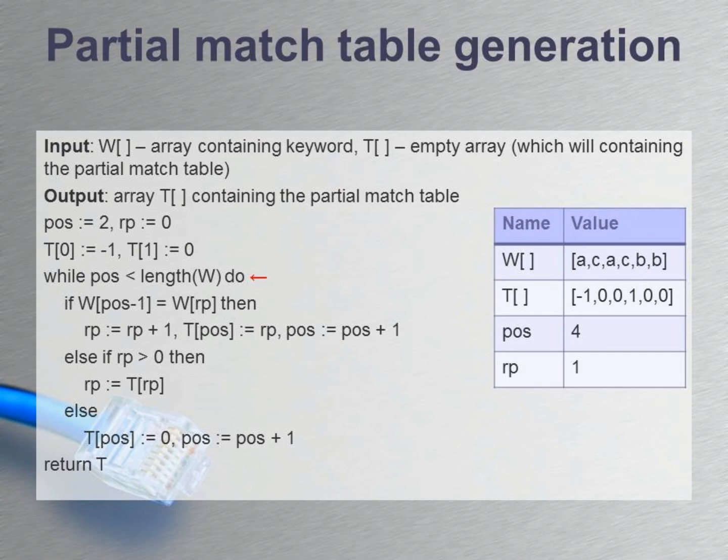The while loop condition is still satisfied, and once again we have a match. T of pos minus 1 is C, and T of rp is also C. We repeat the steps we did previously.